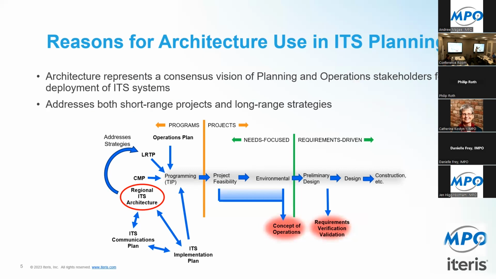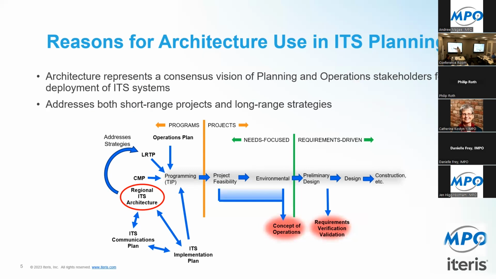So from a planning and operations standpoint, that gives us that vision that we all rally around and actually deploy systems to. So now it's a reference for us to all look to together. It addresses long range and short range projects, or long range strategies and short range projects. So this diagram is really looking at that same life cycle for a project, but it's laying it out linearly.